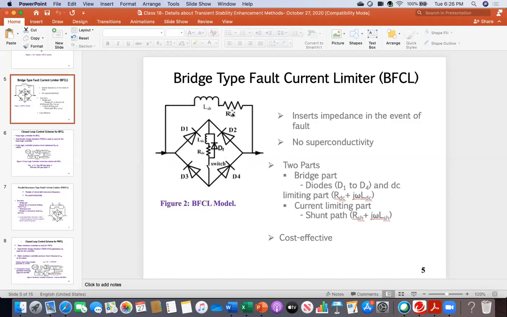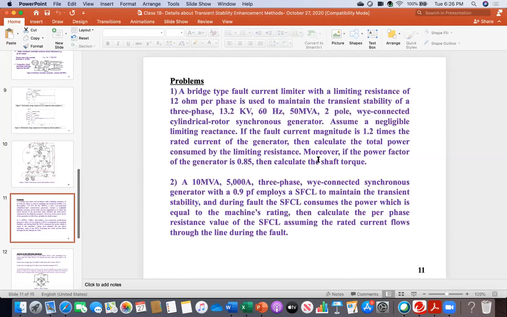So therefore, I square R will be your per phase power consumption. And then multiply by 3. That will be the answer. That will be the first answer.